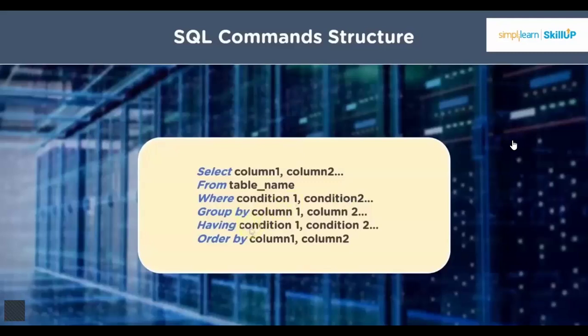Then we have the group by clause that takes various column names. So you can write group by column 1, column 2, and so on. Next, we have the having clause to filter out tables based on groups. Finally, we have the order by clause to sort the result in ascending or descending order.